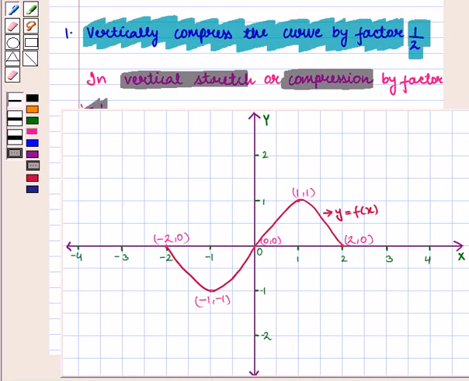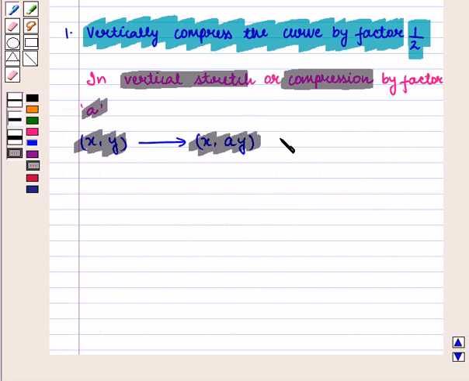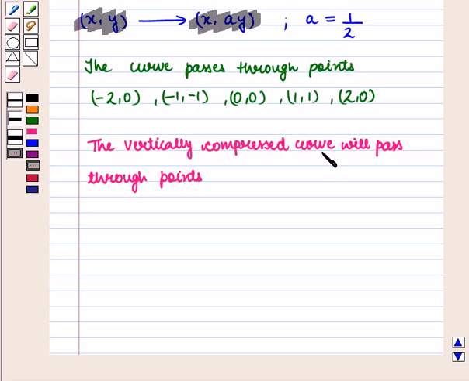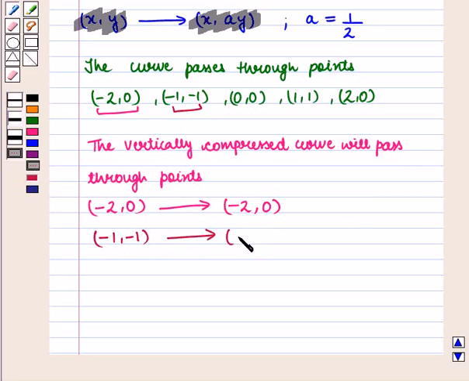So, to find coordinates after the stretch, we multiply the y coordinate by 1/2, as here the value of A is 1/2. So, the vertically compressed curve will pass through the points given by the new coordinates. Now, the point with coordinates (-2, 0) is transformed to the point (-2, 0 times 1/2), that is 0. So, we have the coordinates (-2, 0). Now, the point (-1, -1) is transformed to the point with coordinates -1, and -1 times 1/2 is -1/2. So we have the coordinates (-1, -1/2).